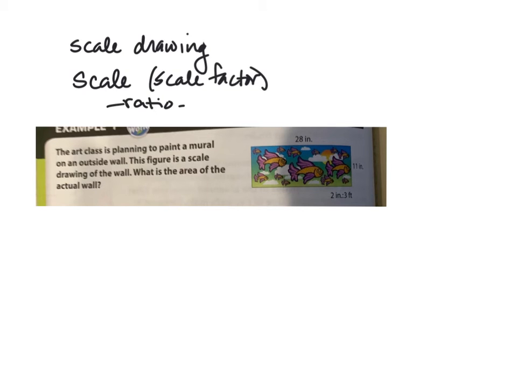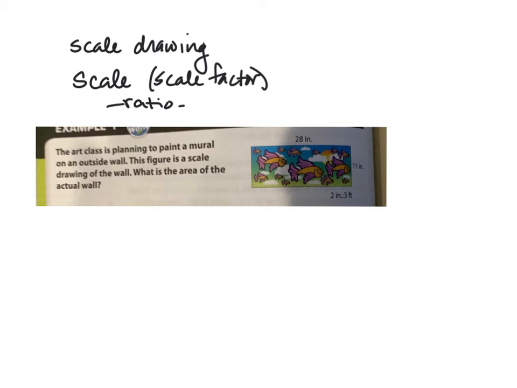Let's take a look at this problem and go through the steps to solve it without having to draw out that big old table. The art class is planning to paint a mural on an outside wall. This figure is a scale drawing of the wall. So they drew it on paper first. What is the area of the actual wall?